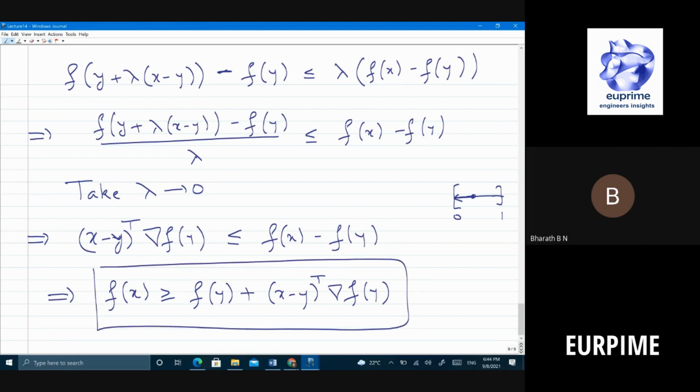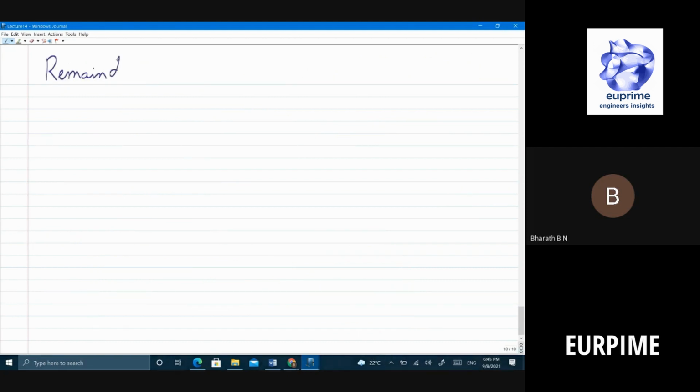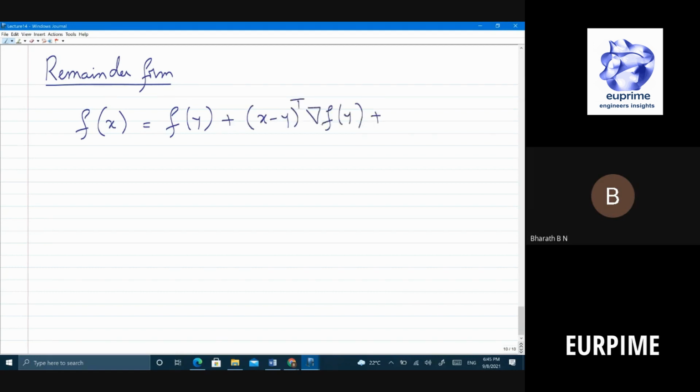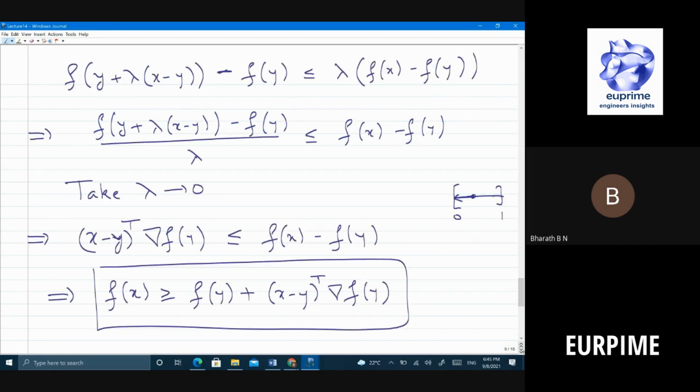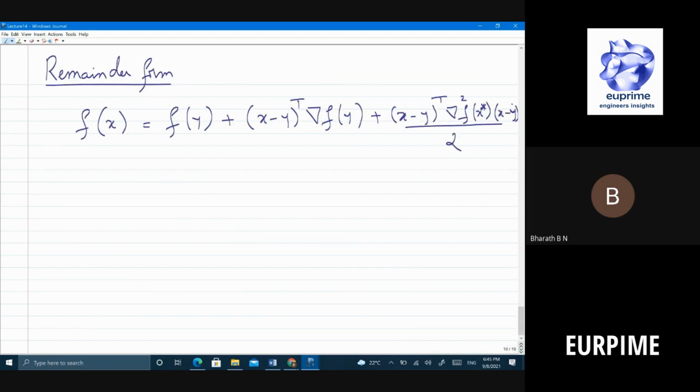Now let's compare this with the remainder form. x and y are two points. Let's look at f of x around y. So what is the remainder form? f of x around y is f of y plus x minus y transpose times the gradient of f at y, plus, I stop at the second order, x minus y transpose times the Hessian of f at some point x star, times x minus y, divided by 2, where x star is some point between x and y.